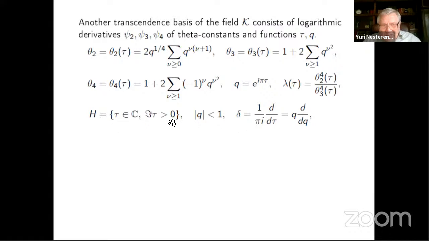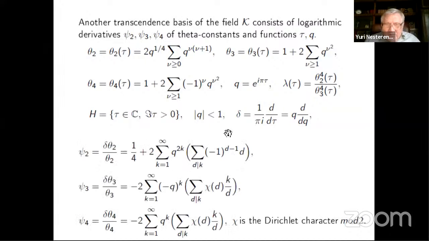H is the upper half plane. For any tau from this set, the absolute value of q is less than 1. The differential operator has pi i in the denominator, because of i pi tau, and in the variable q this is exactly the same as in the case of Eisenstein functions. Now logarithmic derivatives. This is the logarithmic derivative of theta 2, which I denoted psi 2, the same for psi 3 and psi 4.